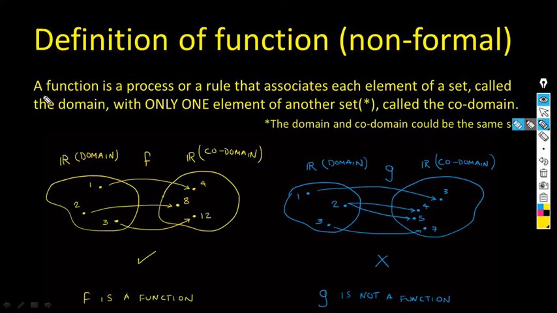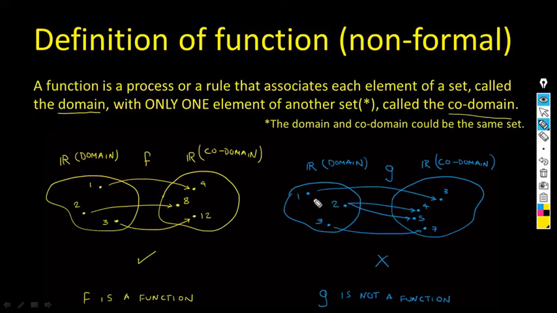A function is this. Let's read. A function is a process or a rule that associates each element of a set called the domain with only one element of another set called the codomain. In Spanish, these words are pronounced dominio y codominio. Domain and codomain. And here, a little remark. These two sets, the domain and the codomain, could actually be the same set.